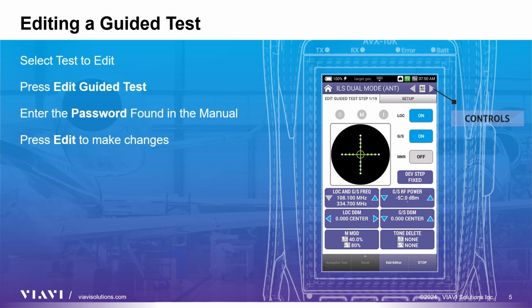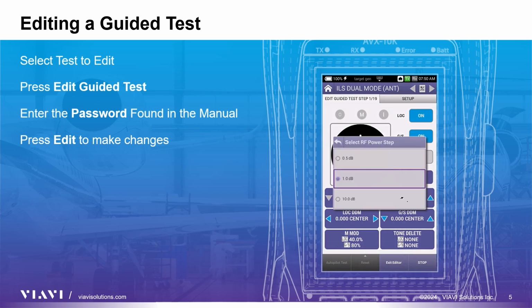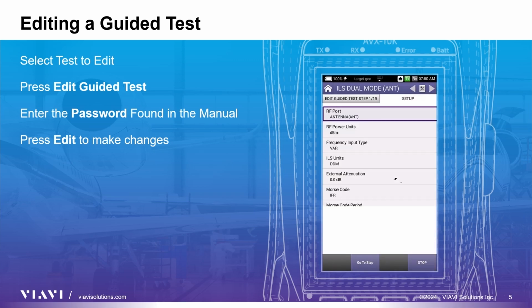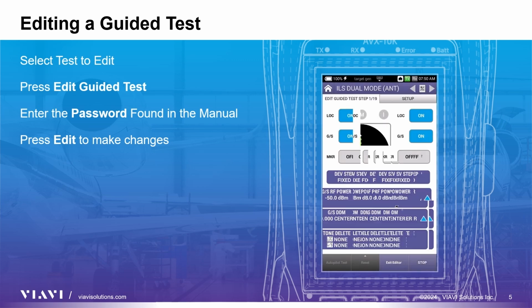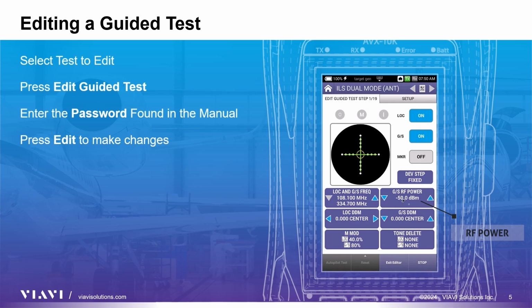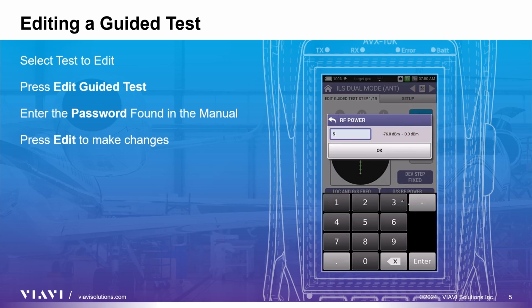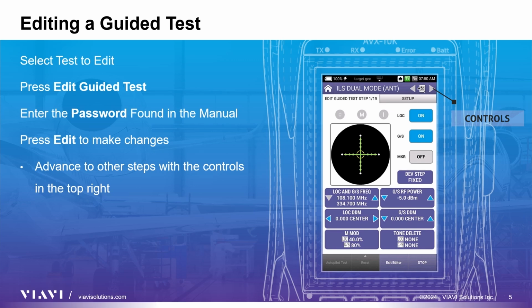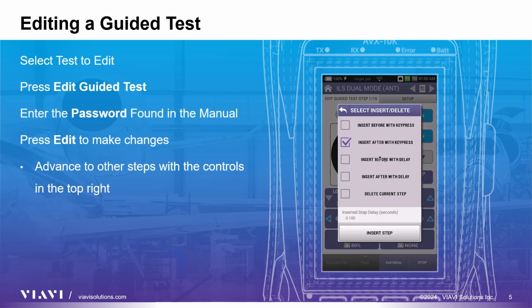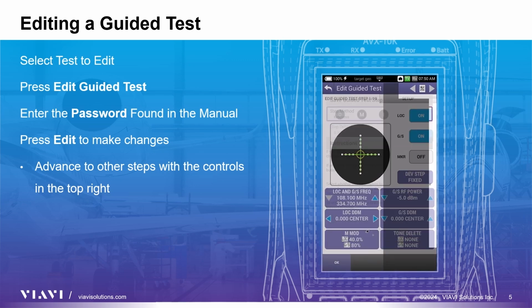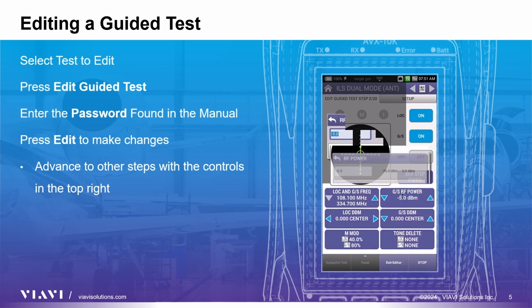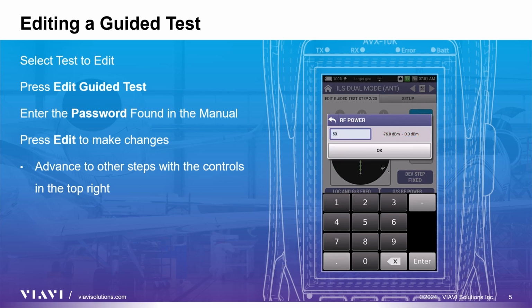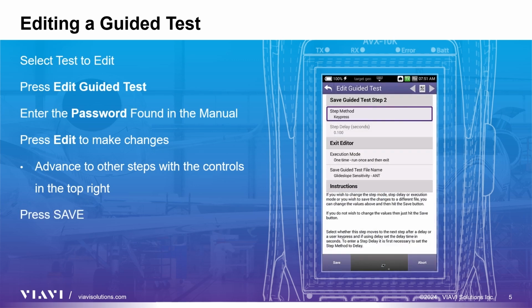When moving to a new step, the editor will allow you to keep or change the step method used between each step. In step 1, let's set the power to -5 dBm by going to Setup and changing the input method to numeric entry. Go back to the main screen and press the center of the glide slope RF power button. And enter -5 dBm. Now click the +- control. Click Insert after with key press, and press the Insert Step button. In step 2, enter a power level of -50 dBm. Press the Exit Editor, and then the Save button.